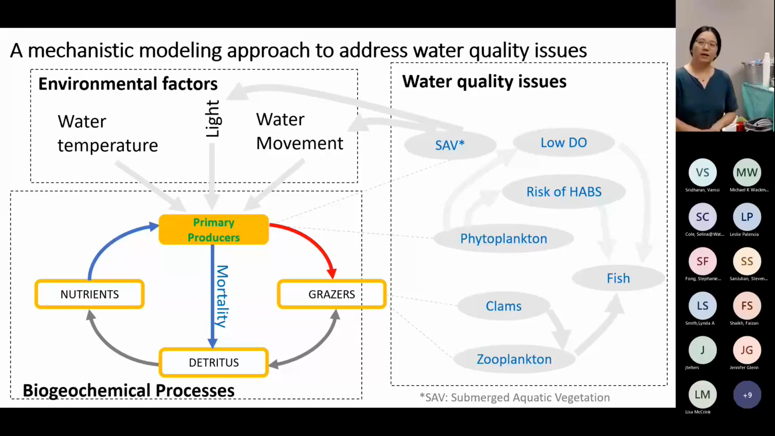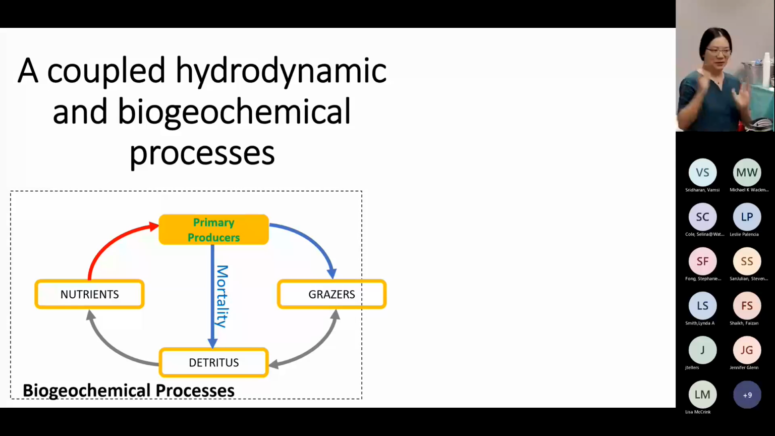Tackling everything here is a really big list. It's very ambitious, it's our goal. But for now, we're going to start with just the core, the most important processes. These are the 4 components listed on the slide: the nutrients, primary producers, grazers, and detritus. By the way, these 4 components are also the major core of more complex biogeochemical models in an aquatic system.